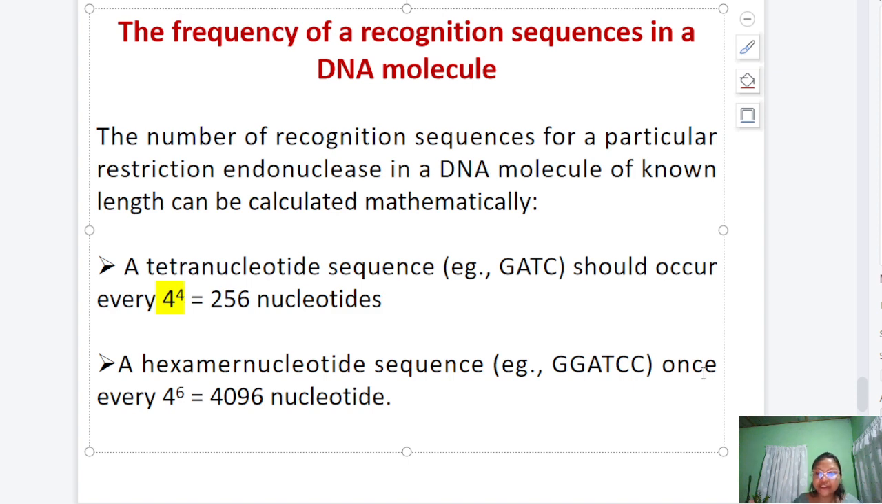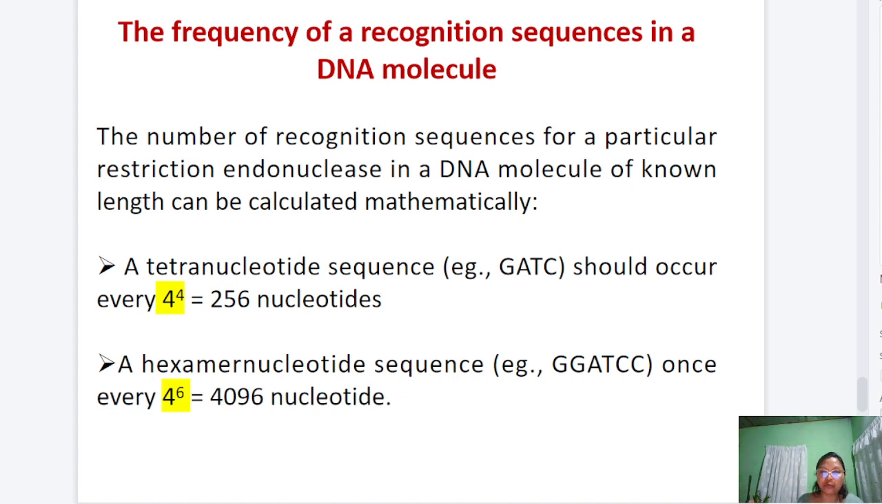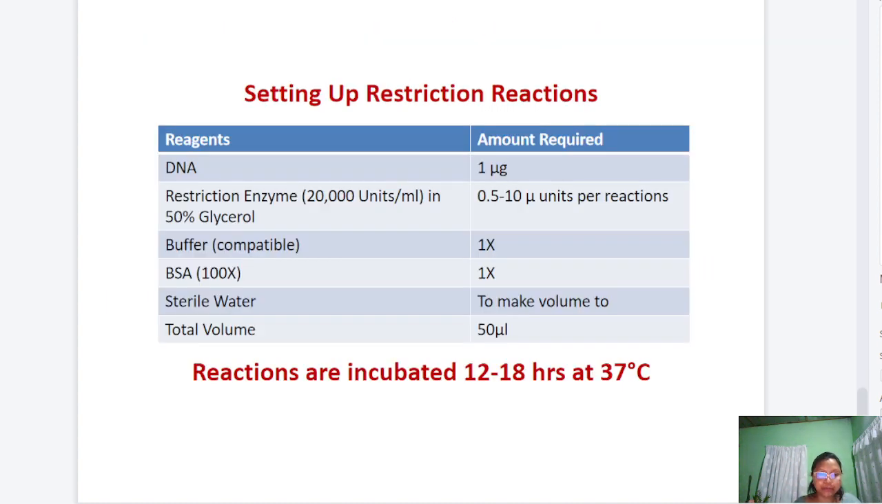Okay. Similarly, if it is a hexamer, you will have six nucleotides, say for example GGATCC, and it occurs once every 4 to the power 6, again 4 representing ATGC and 6 representing the hexamer nucleotide sequence. And after every 4096 nucleotides, it will occur again. So if you find GGATCC here in position number 1, then after 4096 nucleotides, you are going to find GGATCC again. Okay. I hope it is clear the frequency at which they will keep on repeating in the DNA molecule.